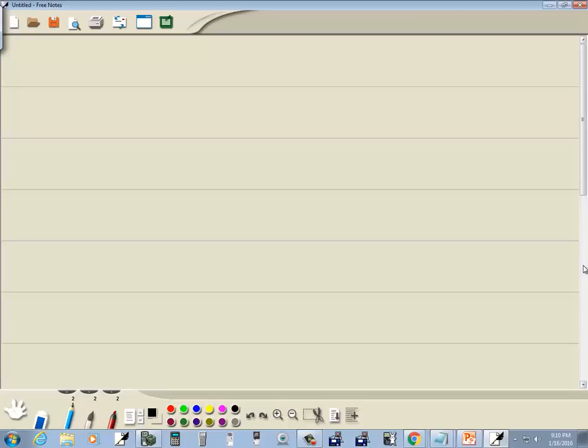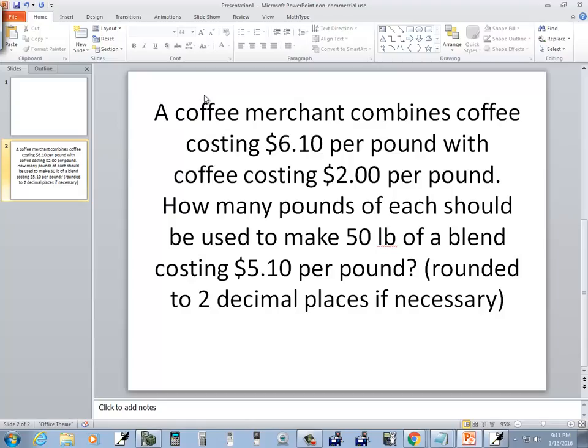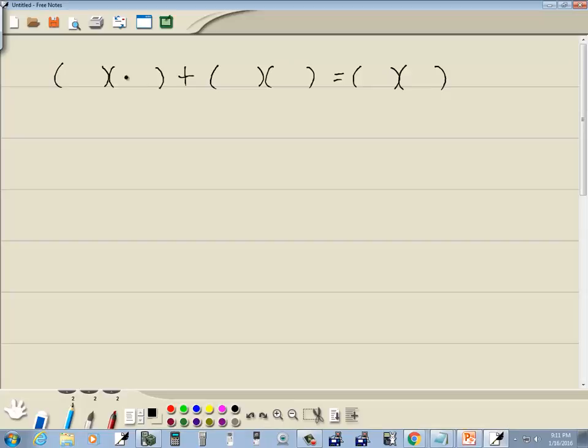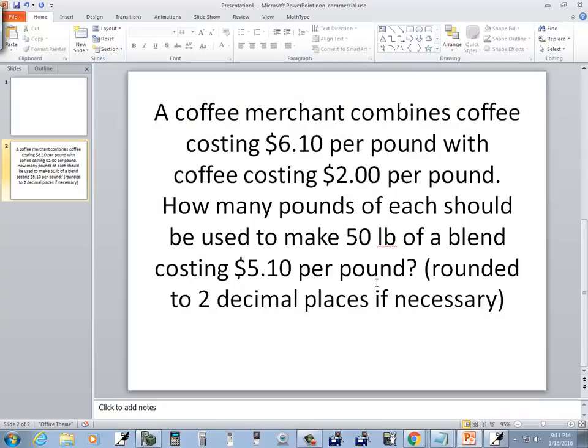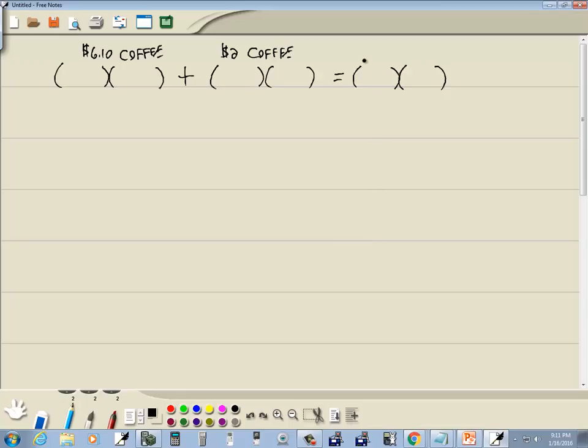Okay. So our setup is we got our first plus our second gives us our blend, or total. Since the $6.10 comes first, I'll put that here. So we're going to mix a $6.10 coffee with the $2 per pound coffee. And that's going to give us our blend, which is $5.10 per pound.